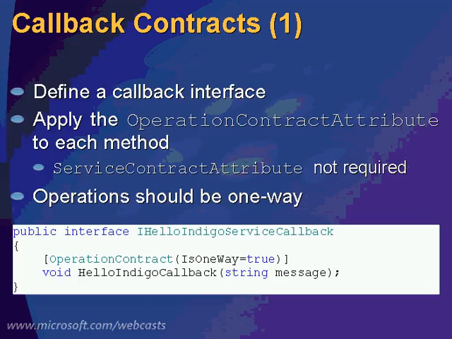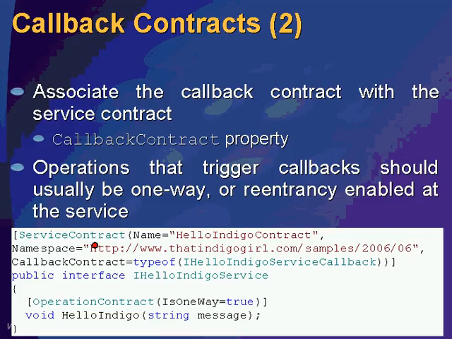Okay? Now, what happens when we create a callback contract is, again, we're establishing a list of one or more possible operations that the service might use to communicate with the client. But notice that there is no service contract attribute on this interface. We don't require a service contract because it's not a service contract, it's a callback contract. And so what will happen is the actual service contract that is respecting the callback contract will set up the callback contract in this way. The service contract attribute receives a callback contract property of type IHelloIndigoServiceCallback. So the name of the callback contract is placed here.